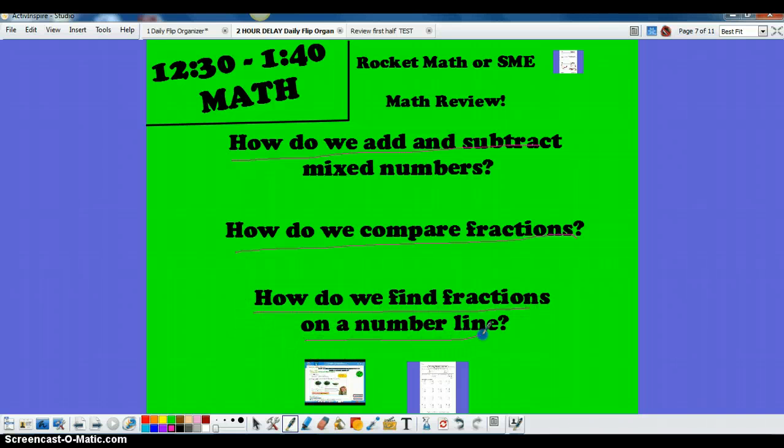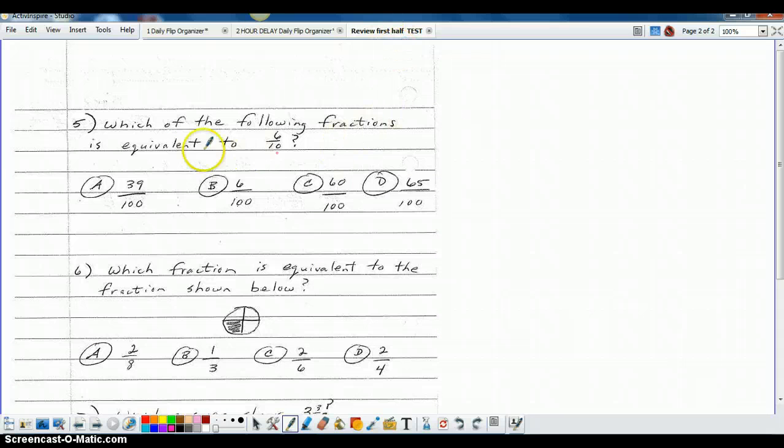Tonight's homework doesn't really give you any examples of fractions on a number line. The students are still really getting a grasp of it. So I'm going to go over tonight's homework with you. I'm going to give some of the answers, and I'm also going to show equivalency, because that's important as well.